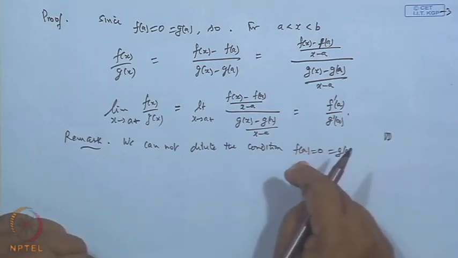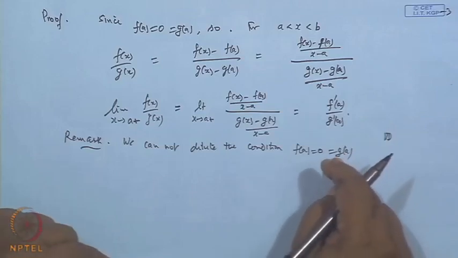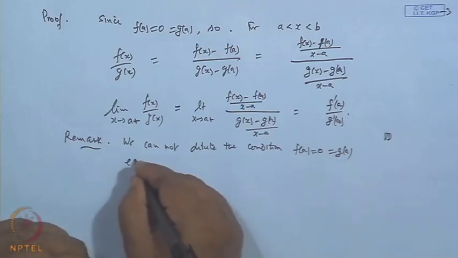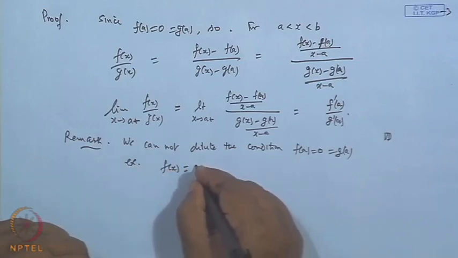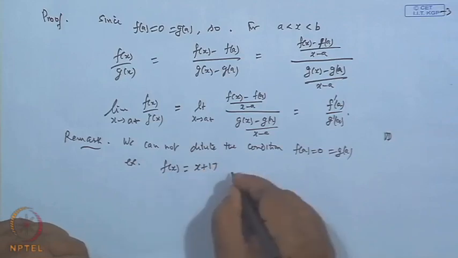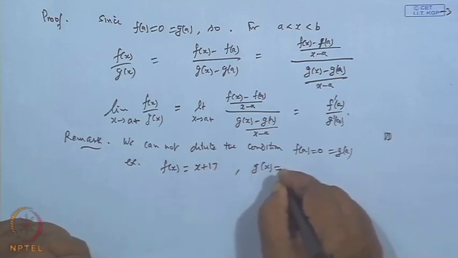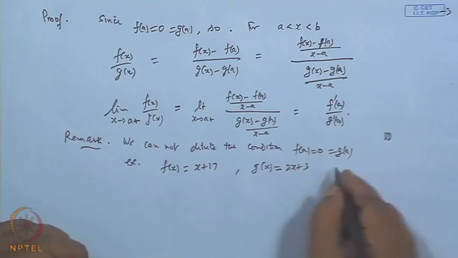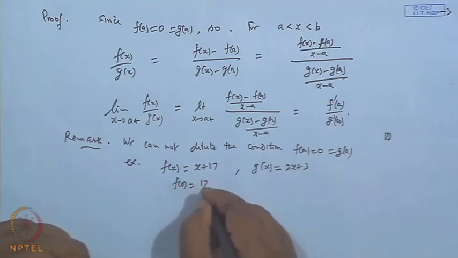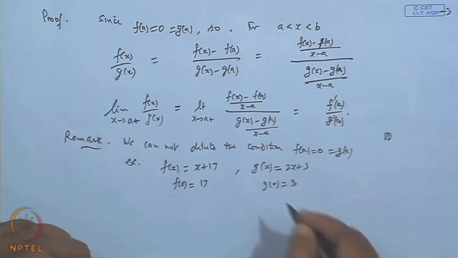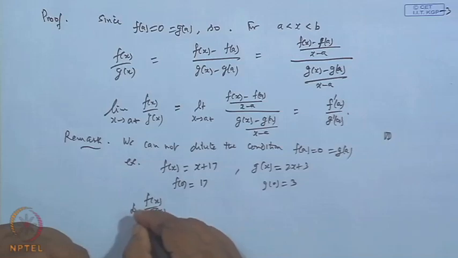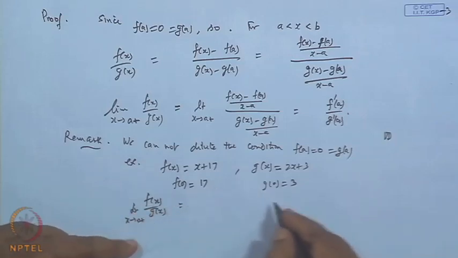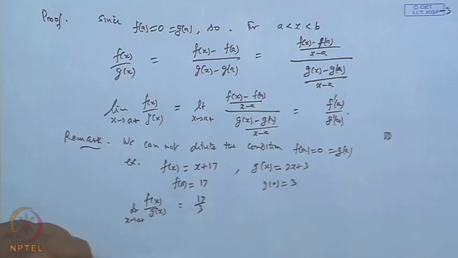Suppose we have functions where the values are different and not equal to zero. For example, if we take the function f(x) equal to x plus 17 and g(x) equal to 2x plus 3, then obviously f(0) is 17, g(0) is 3. So, f(x) by g(x), when you take the limit as x tends to 0 plus, the right hand limit, it comes out to be 17 by 3.